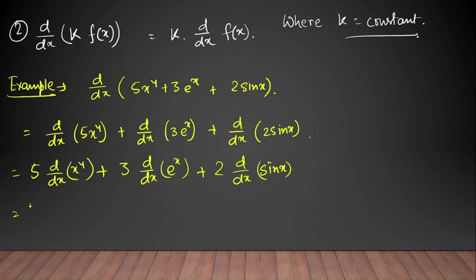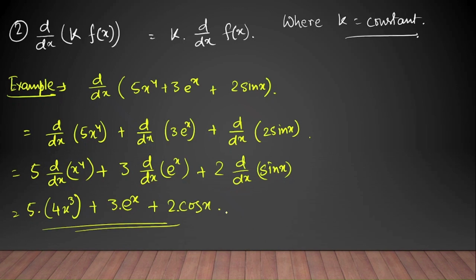Okay, this is it. Then 5, simply d/dx of x^4 will be 4x^3, and 3 into d/dx of e^x is just 3 into e^x, and then d/dx of sin x is simply cos x. This is the answer to the question. Hope you have understood this.